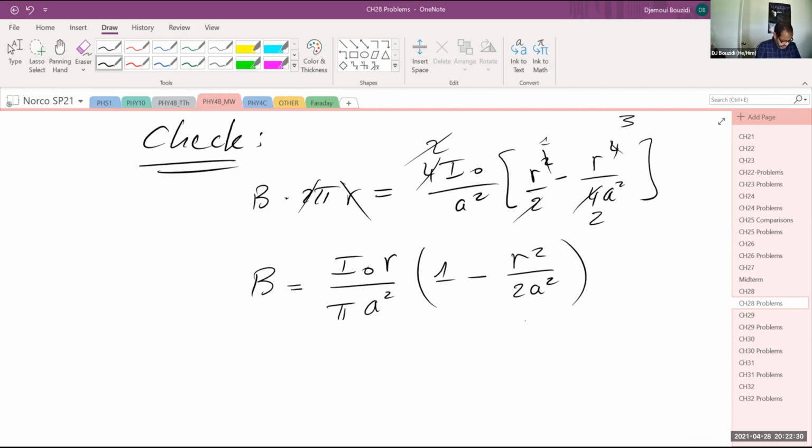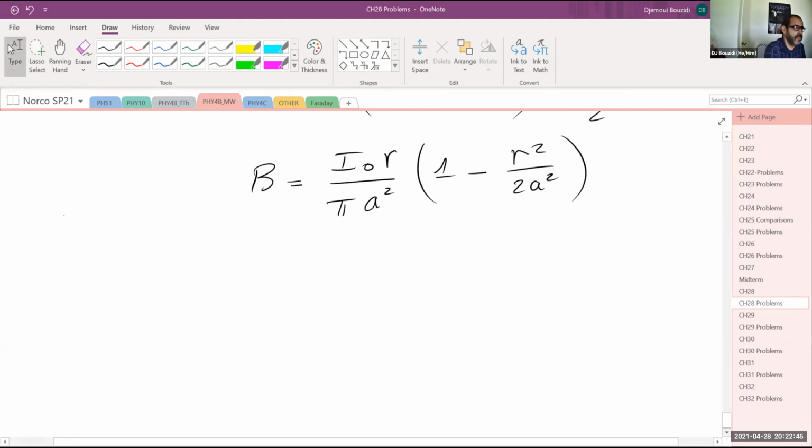Unfortunately, there is not much time to really do problem 48, but I'm going to tell you roughly how that is. So the last problem from this chapter is problem 49.